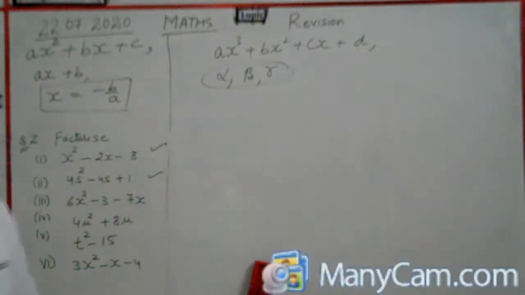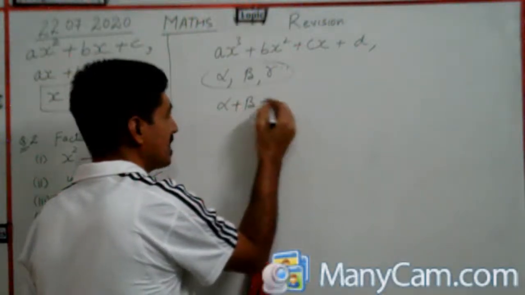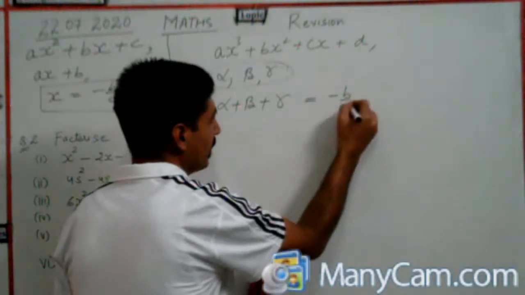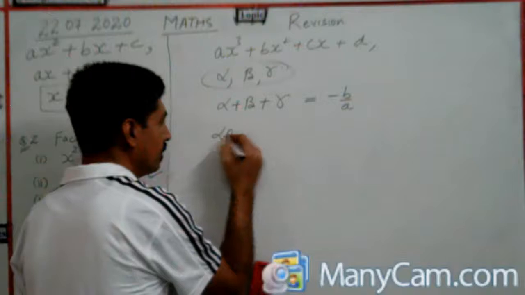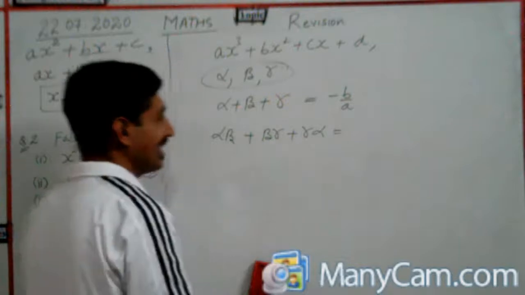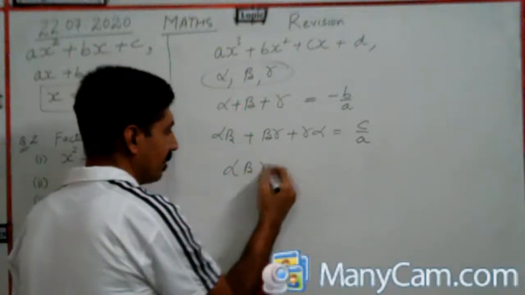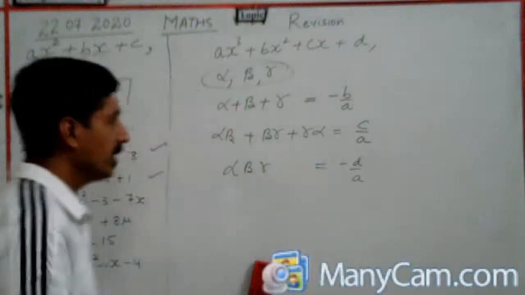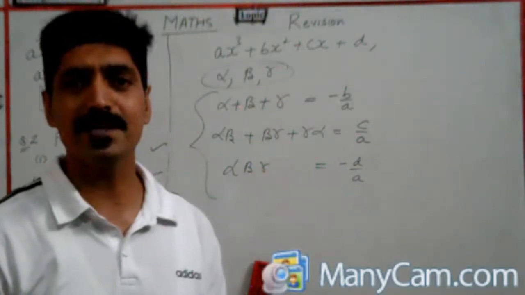The relation is that the sum of roots, alpha plus beta plus gamma, is always the same, minus b upon a. Then we have one more relation, alpha beta plus beta gamma plus gamma alpha, which is equal to c upon a. And one more, the product of roots alpha beta gamma, is equal to minus d upon a. So this relationship always holds.